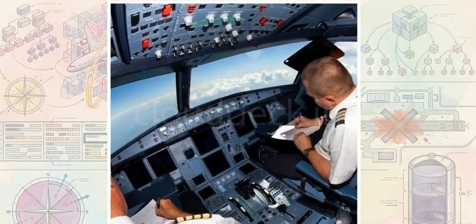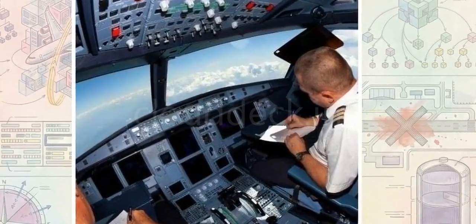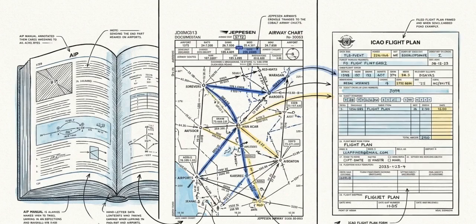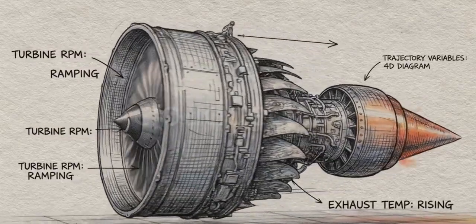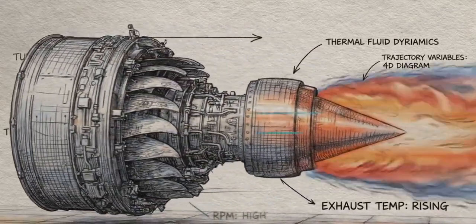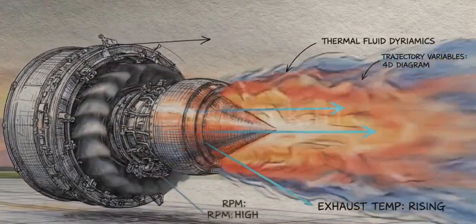True professional airmanship requires mastering this entire architecture. By pulling the right data from the AIP, translating it through tactical charts, and encoding it correctly for ATC, crews guarantee a safe, executable 4-dimensional trajectory before the engines ever start.